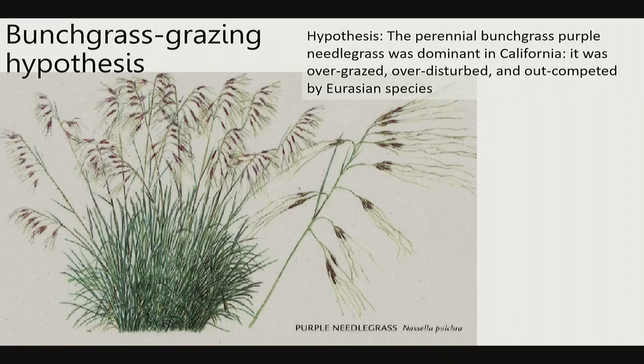One of these theories is what's called the bunchgrass grazing hypothesis. And this idea says that, yeah, in fact, these native bunch grasses, particularly a couple, one called the purple needlegrass, was dominant in California, right? It was there, it was a pretty stable ecosystem, it's probably mostly bunch grasses. Then it got overgrazed by these cattle and sheep and goats, and these Eurasian, mostly annual grass species came and dominated the landscape, right? So that's one possibility.